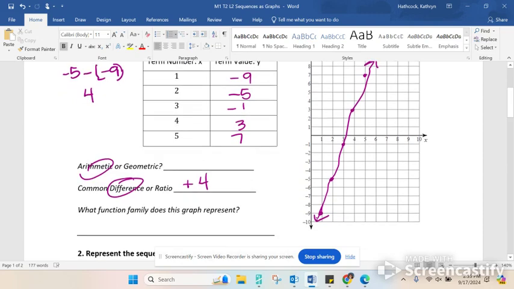Now, we talked about this a little bit before. I know you've done some notes on this, but it's been a while. What kind of a line is this? A lot of people are going to say it's a straight line, and you're absolutely right. But the function family that it belongs to is our linear family. So anytime I have an arithmetic function, I'm going to have a linear graph.